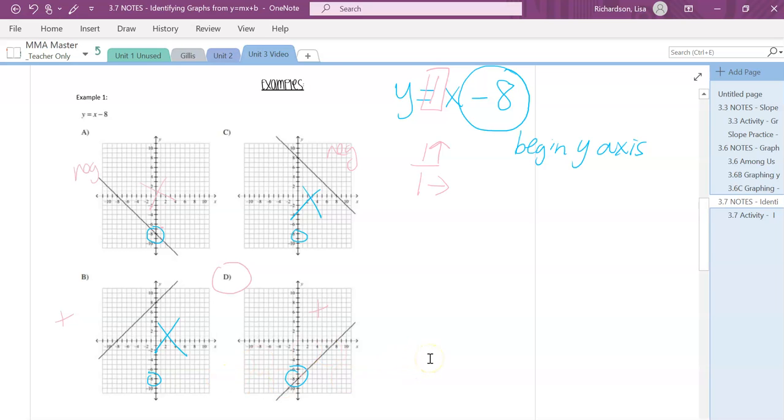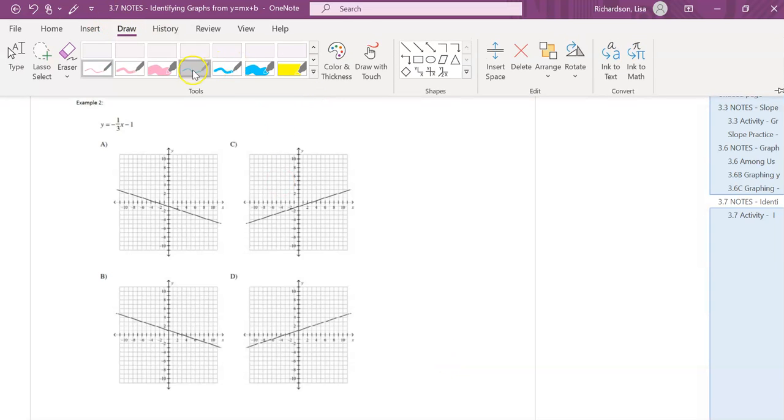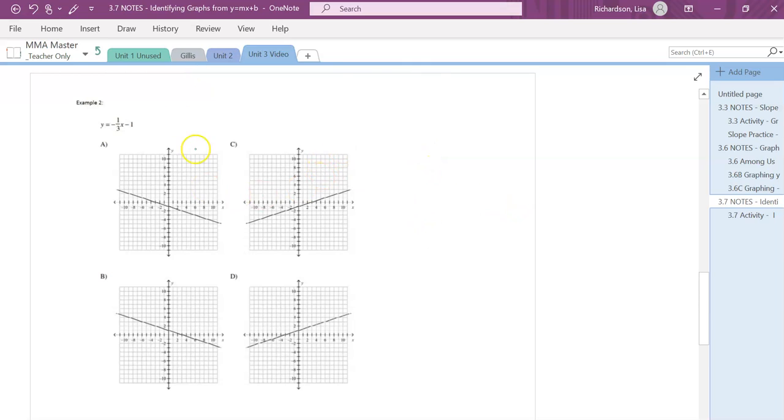Let's go look at our next example. Okay. I'm going to switch back to my blue pen because I'm doing my y-intercepts in blue. All right. So here's my equation, and I'm going to go ahead and rewrite it so it's a little bit bigger up here. And I'm going to start at B. B is where I begin on the y-axis, the up and down. So I'm going to look right here for negative 1s. So there's a negative 1. There's a negative 1. There is not a negative 1, so it's out. And there's not a negative 1.